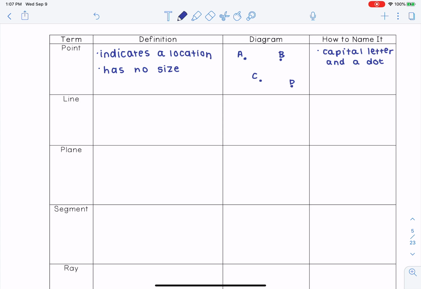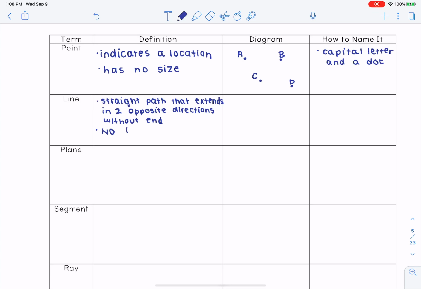Then we have lines. So for lines, it's going to be a straight path that extends in two opposite directions without end. And it has no thickness. And it contains infinitely many points.